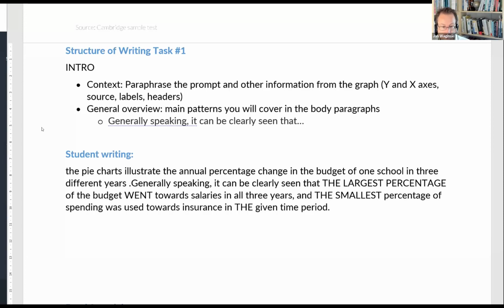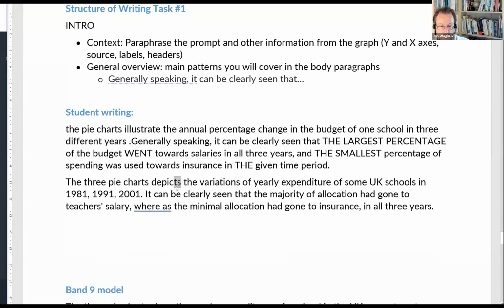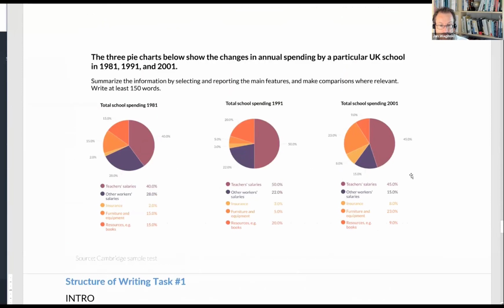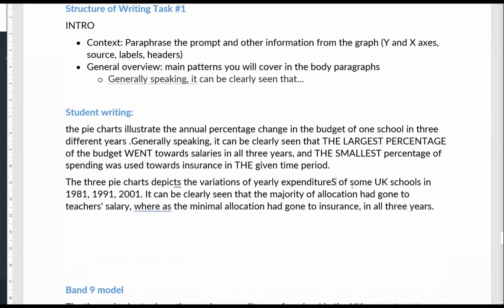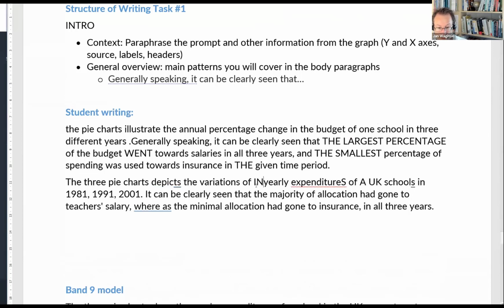Summary. The 3 pie charts depict the variations of yearly expenditures, it's countable, of some UK schools. It's 1 UK school. A UK school. Variations in yearly expenditures of a UK school.